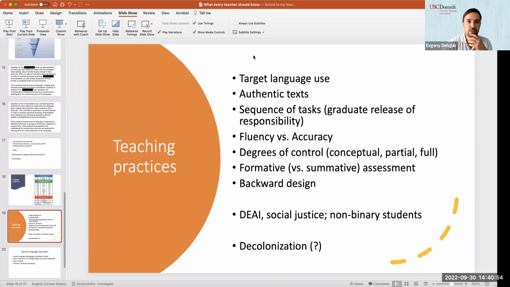All right, going into teaching practices, concepts, and ideas. So we discuss a lot target language use, and ACTFL and various other institutions recommend 90% of target language use starting from basically day one. There's lots of argument about this. What should the percentage be?